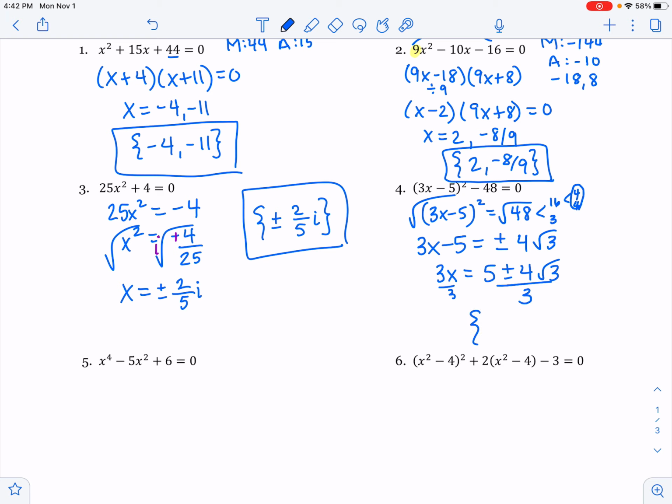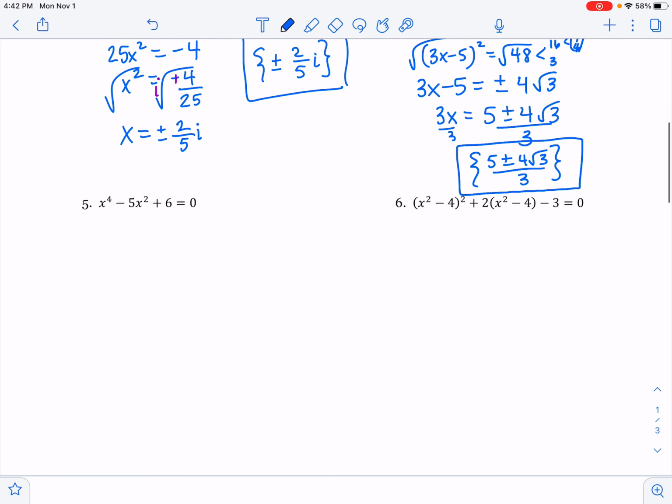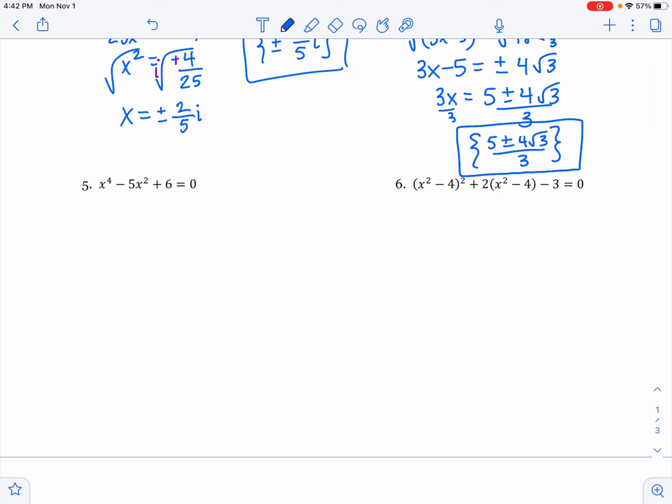So I'm still going to have 2 answers because it's a quadratic. So I know I'm going to have 2 answers, but I'm just going to leave it as the gross decimal and not even touch my calculator. So 3 and 4 are involving the square root property. Number 5 is not a quadratic, but is solved that way.